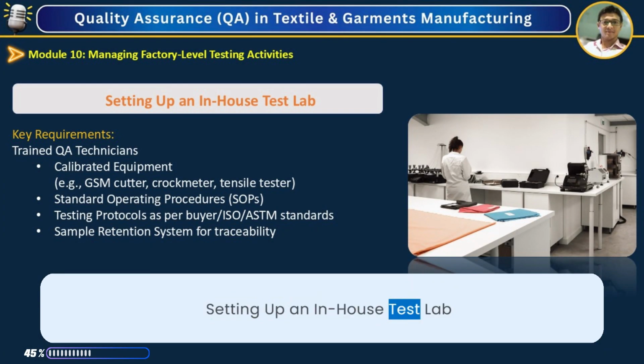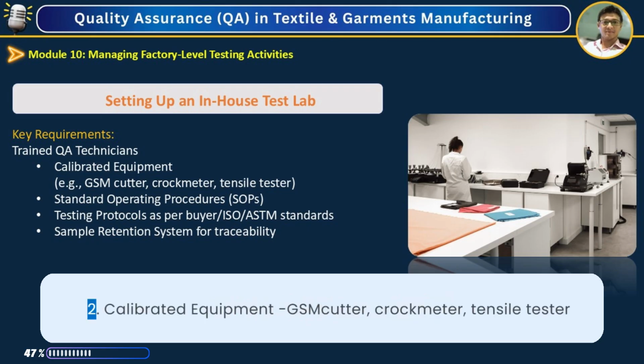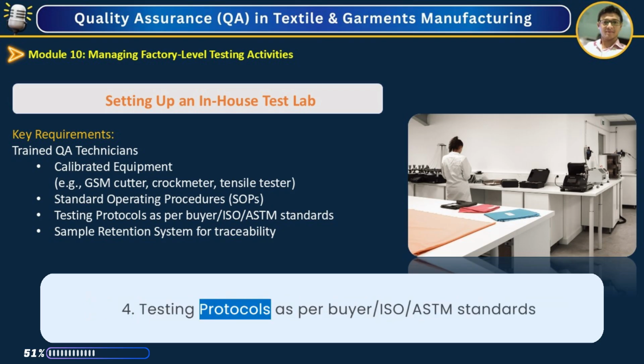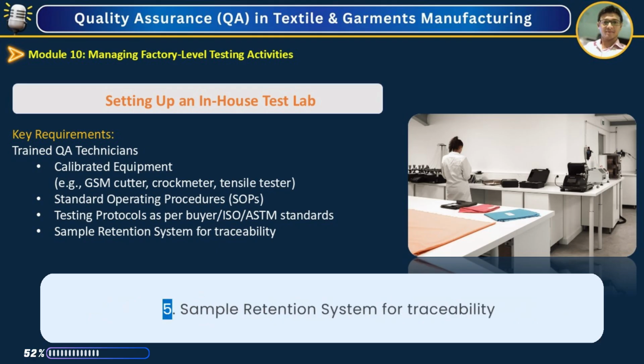Setting up an in-house test lab. Key requirements: 1. Trained QA technicians. 2. Calibrated equipment: GSM cutter, crockmeter, tensile tester. 3. Standard operating procedures. 4. Testing protocols as per buyer, ISO, ASTM standards. 5. Sample retention system for traceability.